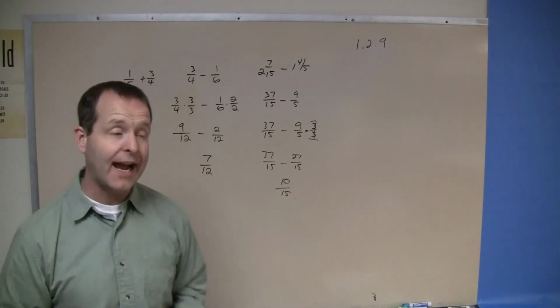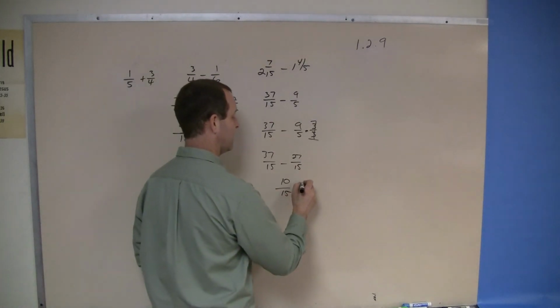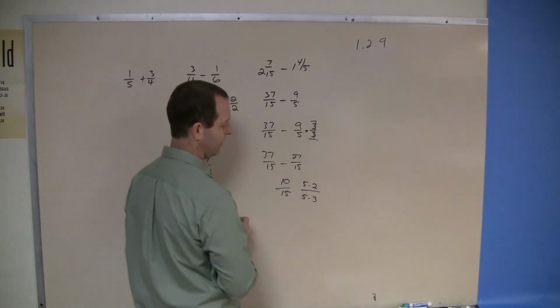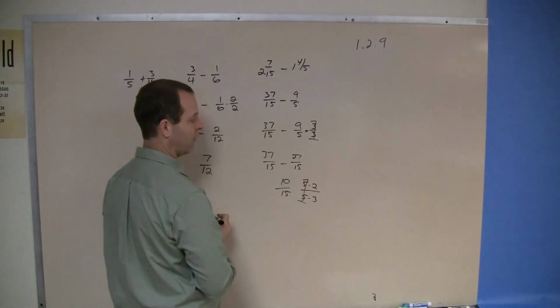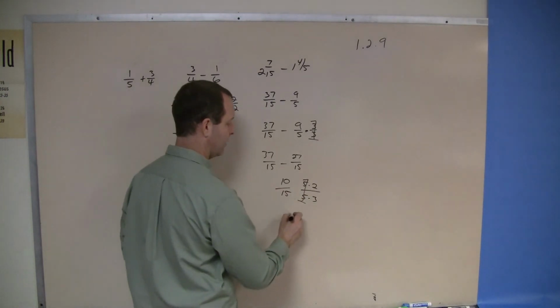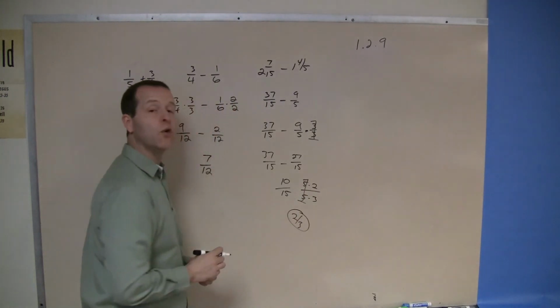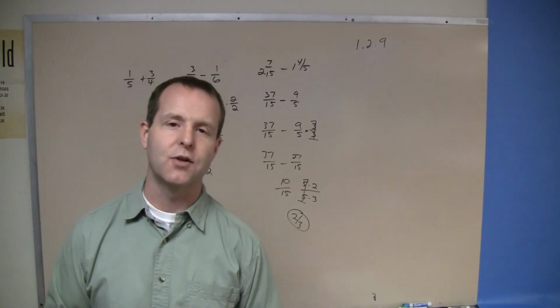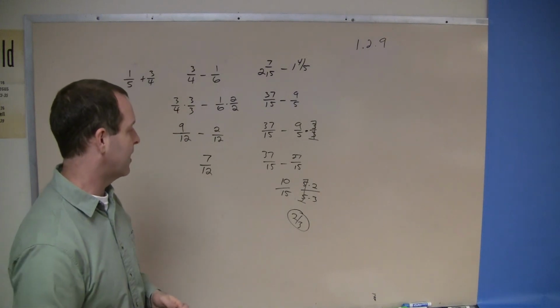And I can reduce that because I see that there's a 5 times 2 over a 5 times 3. And there's my 5 over 5, which is just a clever version of 1. And I'm left with 2/3. I can't change it to a mixed number because it's already a proper fraction.